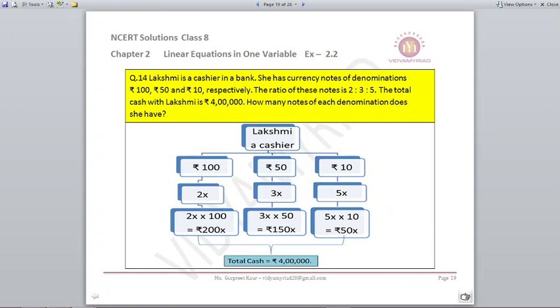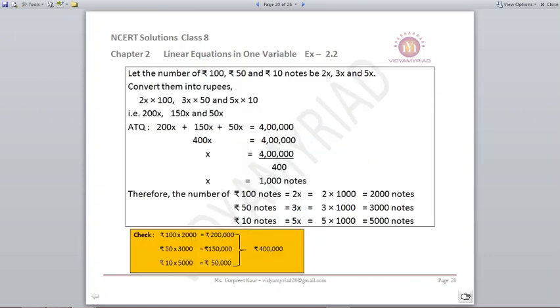The total cash with Lakshmi is 4 lakh rupees. So what we are going to do is, let us first convert this 2x, 3x and 5x into rupees. How will we convert it into rupees? By multiplying with its denomination. That means 2x multiplied by rupees 100, you will get rupees 200x. 3x multiplied by rupees 50, you will get rupees 150x. 5x multiplied by rupees 10, you will get rupees 50x. So all these together, the total cash comes out to be 4 lakh rupees.